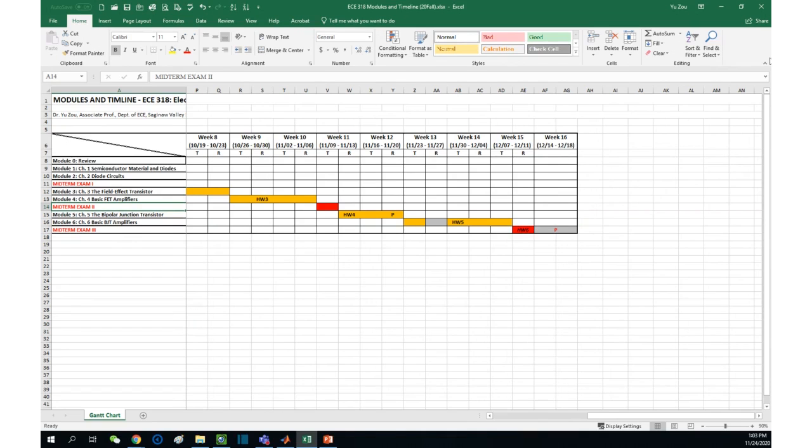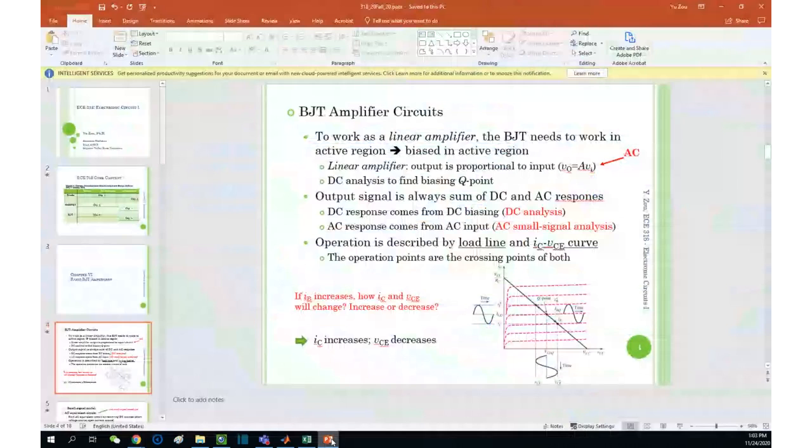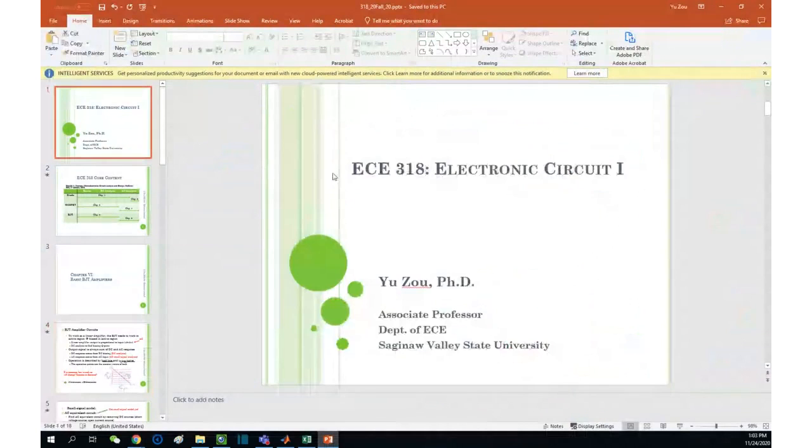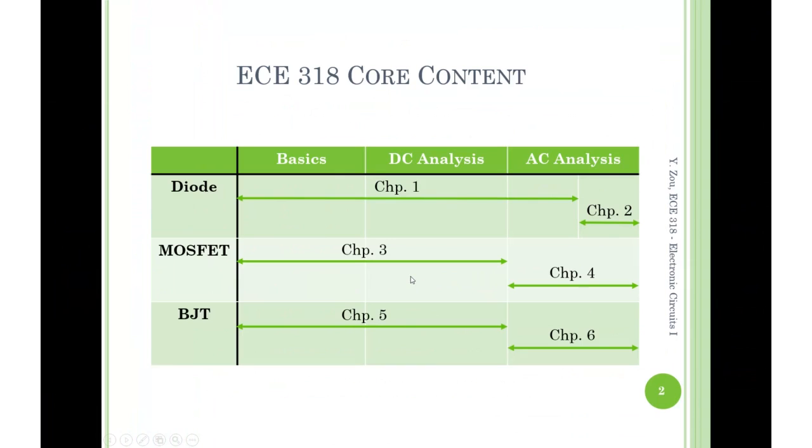All right, let's first of all start our module 6 a little bit, and then leave the rest of the time for reviewing midterm 2.